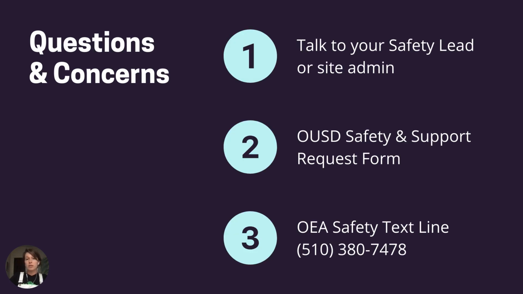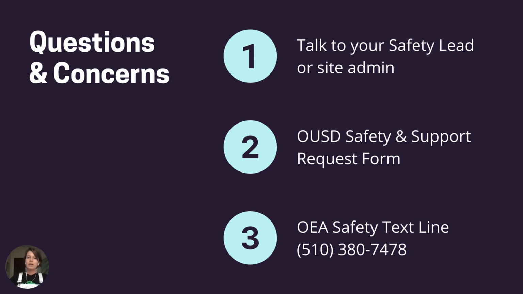If you have specific questions and concerns related to safety, the first place you should go is your safety lead at your school site. This might be an OEA member, it might be a classified staff member. In some cases, it might be an admin. And if you don't have a safety lead, you can talk directly to your site admin. You can also fill out OUSD's safety and support request form, which is also linked in the site safety checklist.